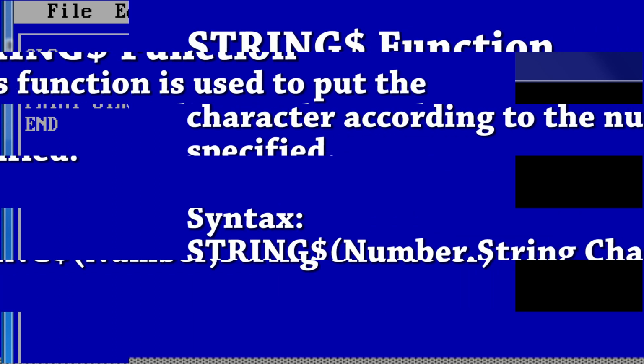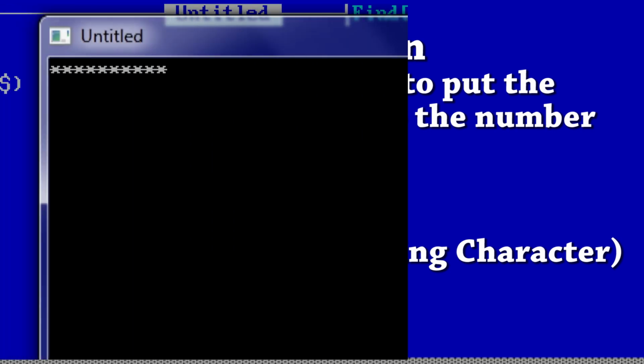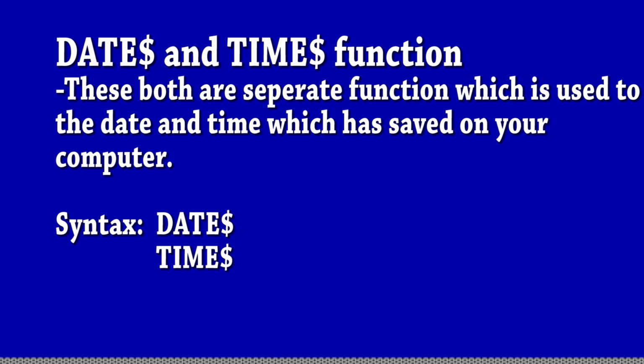Now another function, that is the string dollar function. The string dollar function puts the number of characters that has been specified here. According to the number specified, it puts the string character there. You can see an example. Here the character is a star, then string 10 times, which means it puts the star 10 times here. You can see here. Now another function we will read.